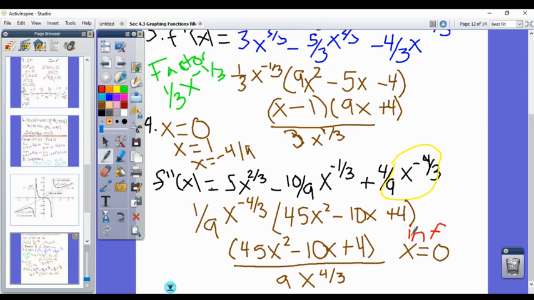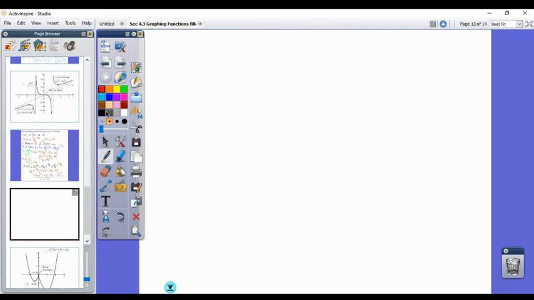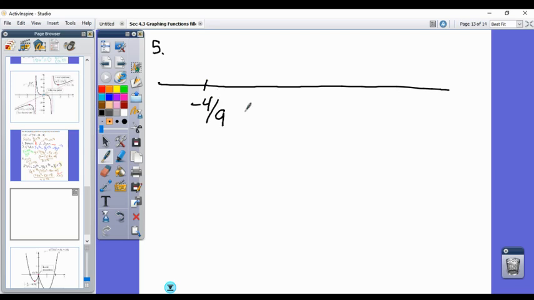Did I insert another page? Yeah. Okay. All right, so step 5. We have negative 4/9, 0, and 1.